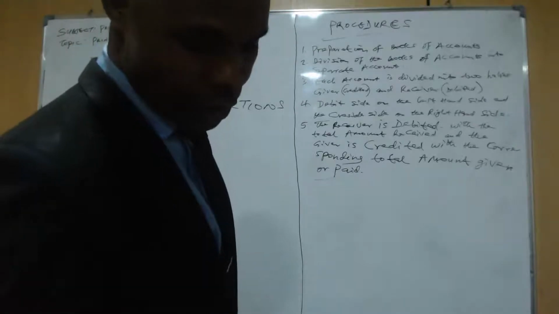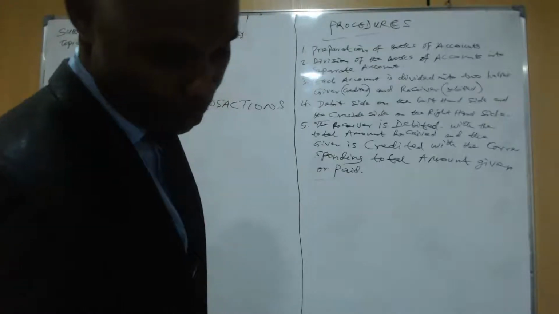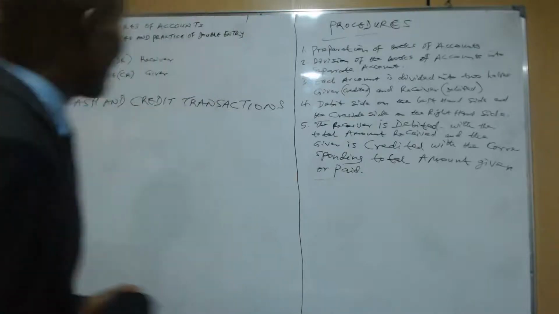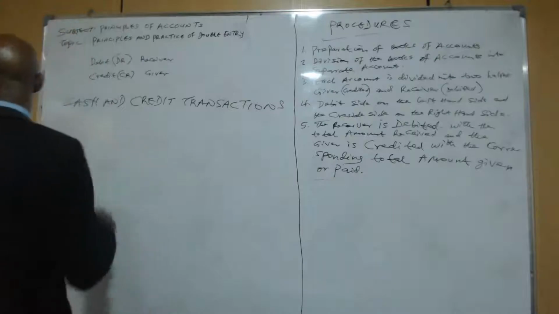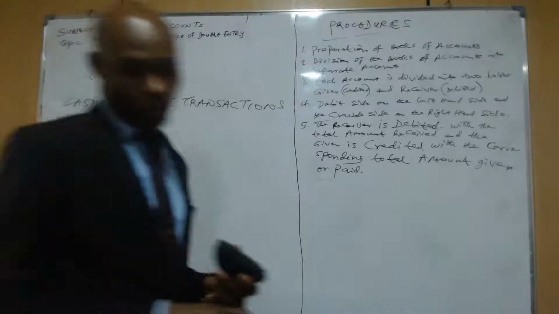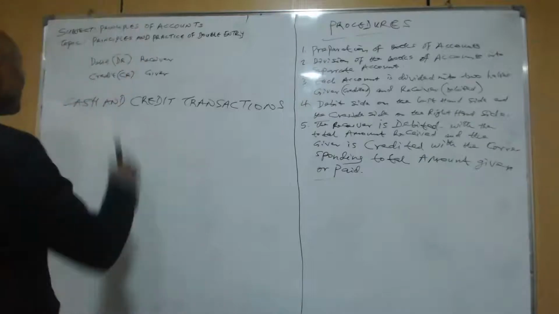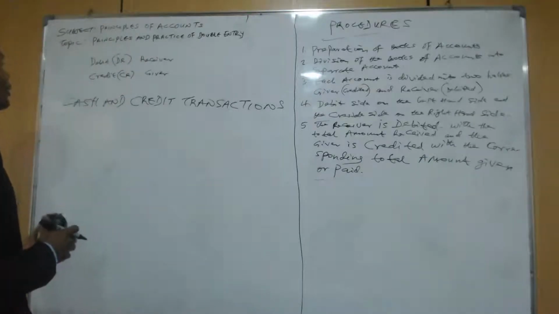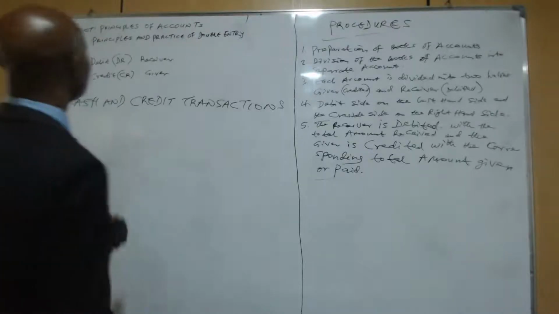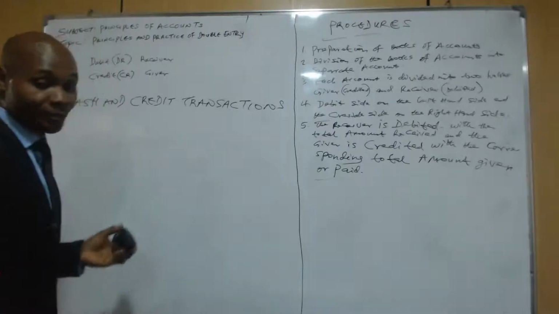You should note these steps in recording cash transactions. Number one, preparation of two accounts. Then number two, identification of the giving account and the receiving account. The giving account is to be credited, while the receiving account is to be debited.